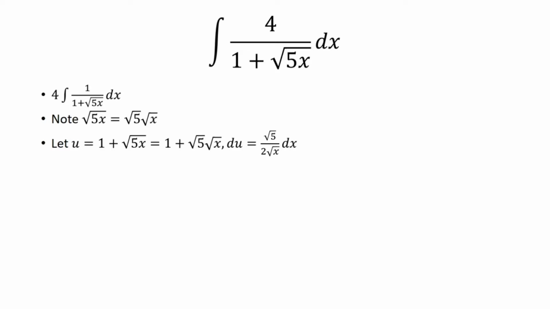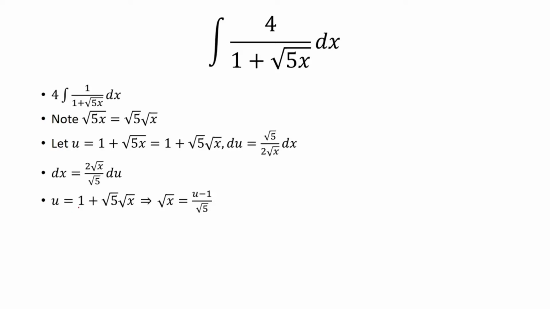The first way we're going to do this is by doing a u substitution. We're going to let u equal 1 plus the square root of 5x. And we can break up the root 5x as root 5 times root x. So then du is the derivative of that, so the derivative of 1 is 0. And the derivative of root 5x is just root 5 over 2 times square root of x dx. Now, I want to solve for dx, so I'm going to multiply the 2 root x to the other side, and then divide by root 5.